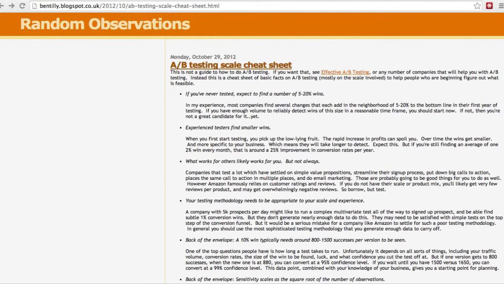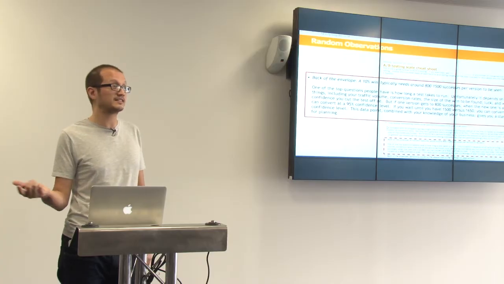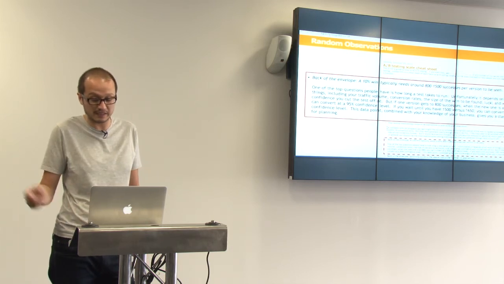Now, loads of people on the web give you advice about how many people you need to put through your A/B tests. So I'm going to just go through a couple of examples here. This guy says you need 800 to 1,500 successes per version to be seen. Actually, in the original version of this webpage, he said 500. I made a comment saying that this is just not going to work, and he changed it to 800. But these are basically just people guessing.